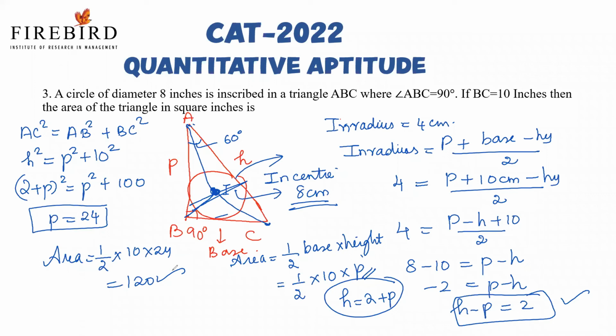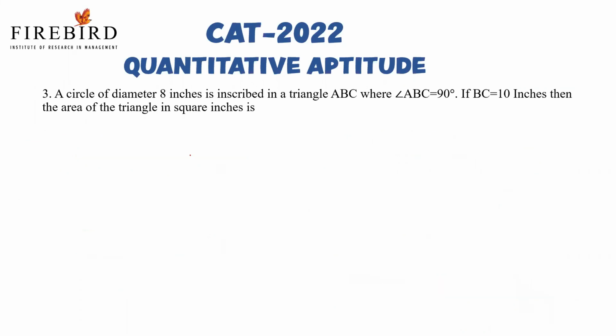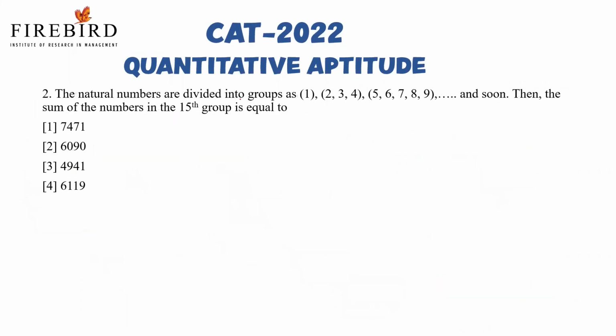See, if I take another question, it is a very interesting question which I solved, and it was asked in the exam. If you take this question, see this question now. Natural numbers are divided into groups: first group, second group, third group, and so on. Then find the sum of numbers in the 15th group.